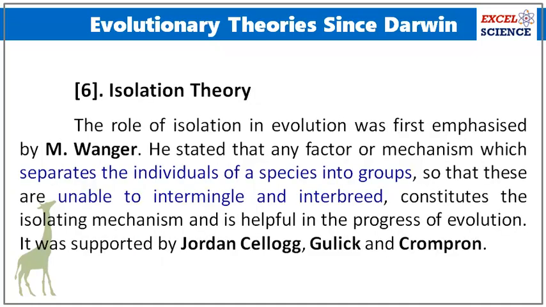Isolation theory. The role of isolation in evolution was first emphasized by M. Wenger. He stated that any factor or mechanism which separates the individuals of a species into groups so that these are unable to intermingle and interbreed constitutes the isolating mechanism and is helpful in progress of evolution. It was supported by Jordan, Slog, Gulick, and Crompton.